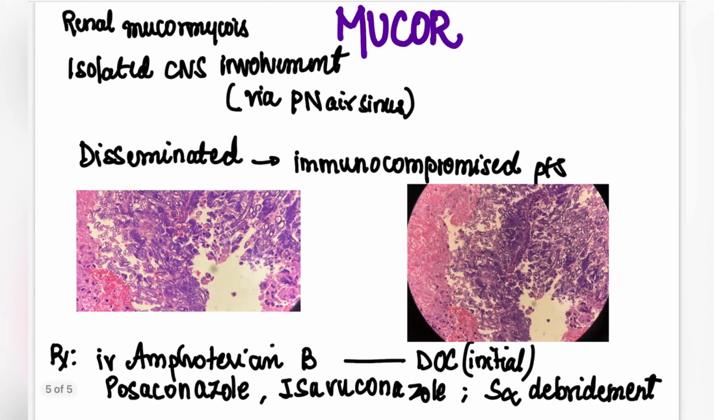There are also some more mucormycosis. The other ones are rare types, renal mucormycosis and mucor with isolated CNS involvement, which is also via the paranasal air sinus. Sometimes this mucor infection will get disseminated in cases of immunocompromised patients. So what is the treatment? It is IV amphotericin B, which is the initial drug of choice. We also give posaconazole, isavuconazole, and surgical debridement to remove the necrotic and the eschar areas.